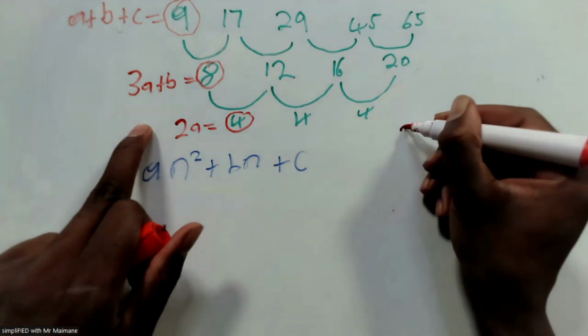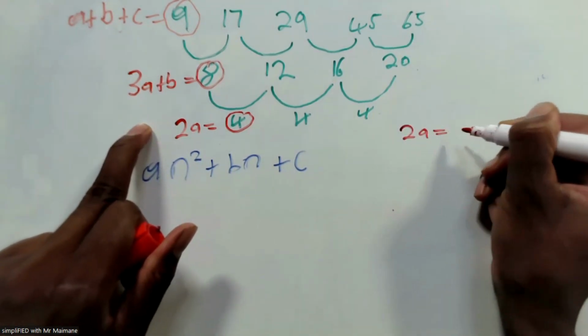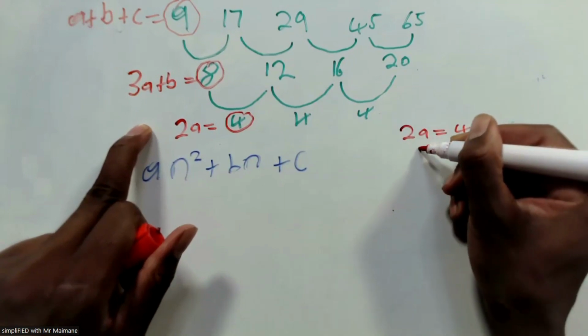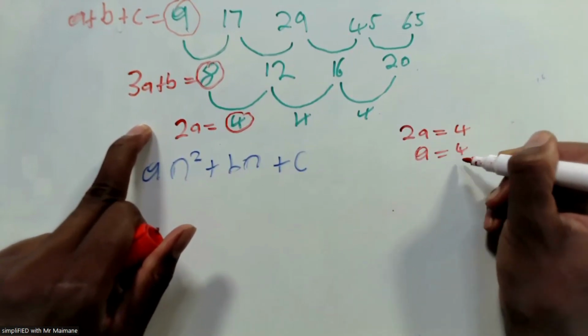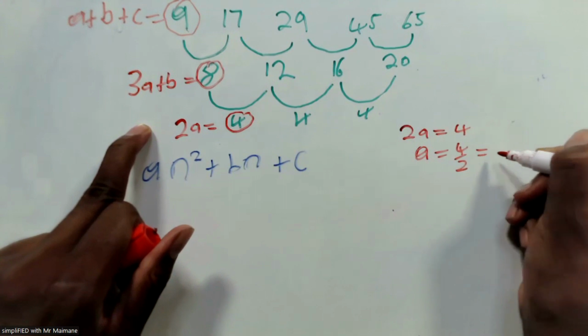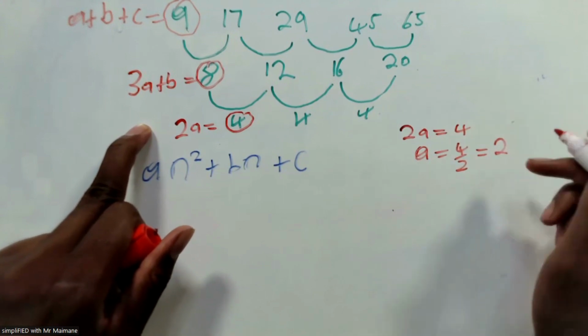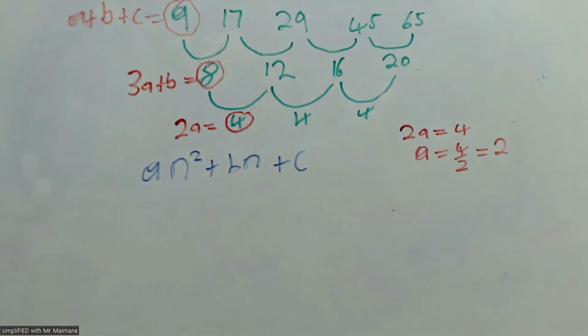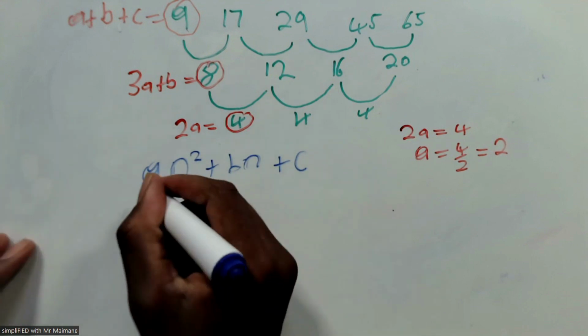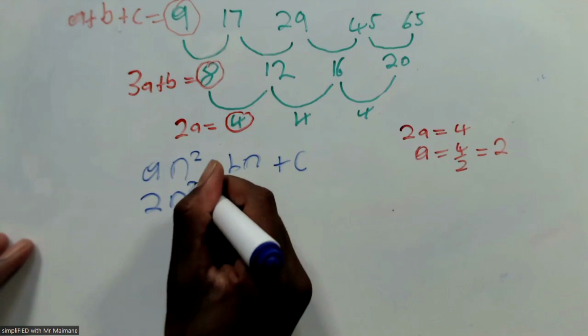For this one, 2a is equals to 4. Therefore, a is going to be 4 over 2, which makes a to be 2. So now a is 2. Therefore, I would go there and say my a is 2. So I have 2n squared.